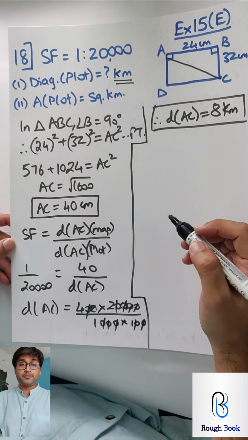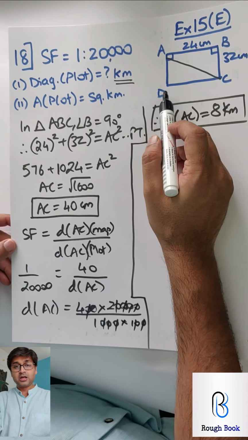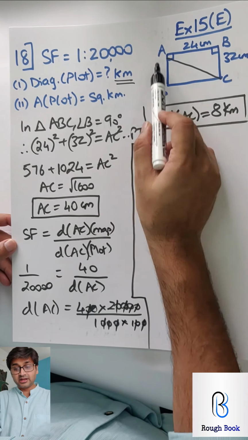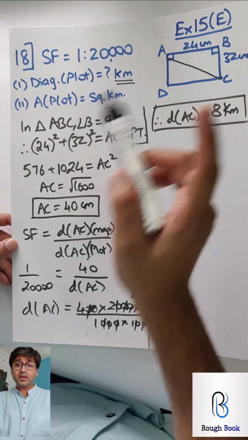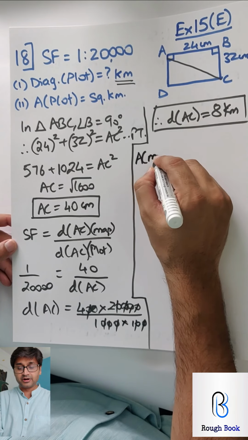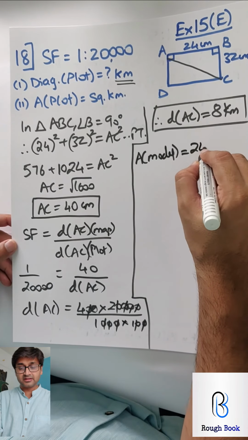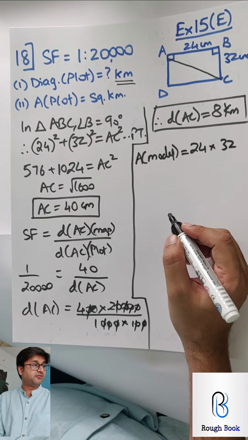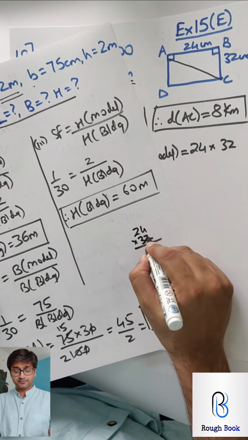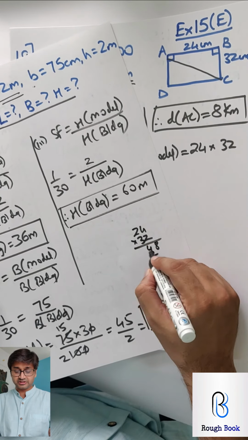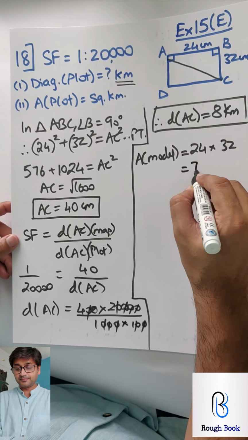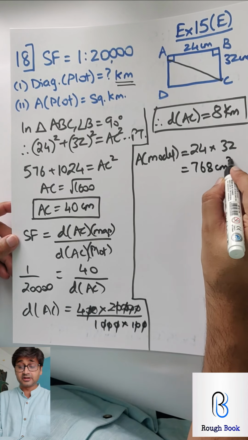Now the area of the plot. To get the area of the plot, two methods again. Get real AB, real BC and then multiply. Or get the area of the model and then convert using the scale factor. I will use the second method. So area of model is going to be length into breadth. So 24 into 32, let me multiply on a rough sheet. 4 2s are 8, 2 2s are 4, 4 3s are 12, 6 and 1 7. So 768 centimeter square.